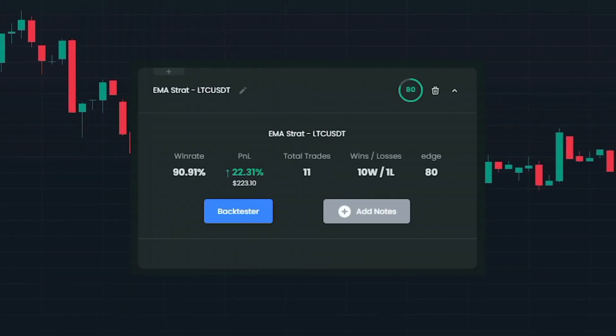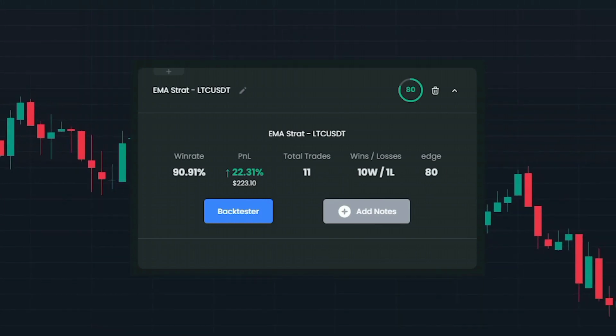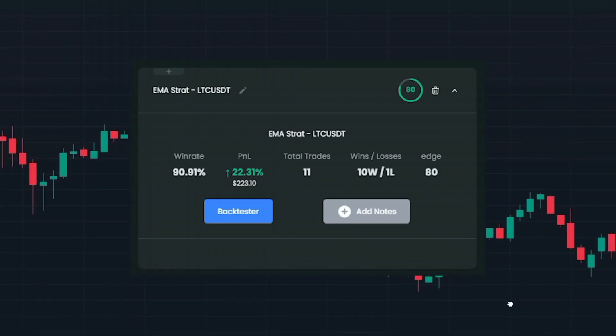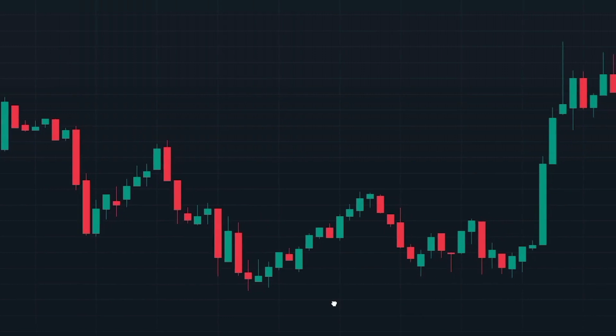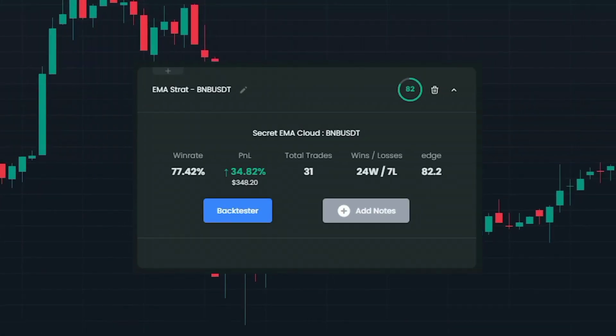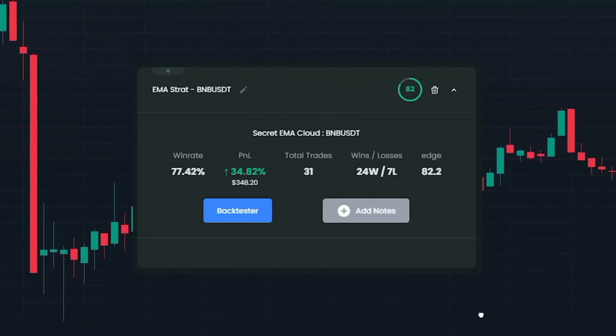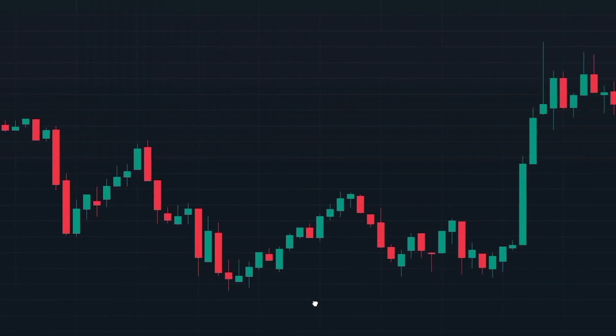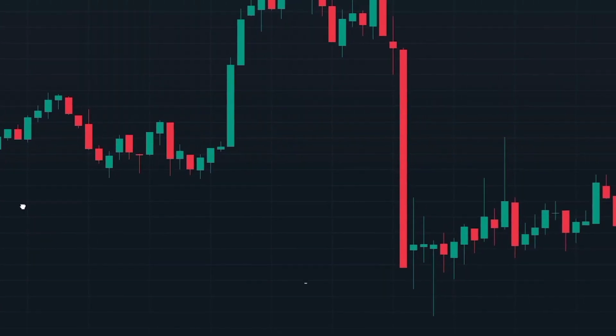Litecoin had the best win rate at 90.91%, however, this is because we only managed to take 11 trades. The last coin we backtested the strategy on was BNB, where it got a 77.42% win rate, causing for around a 34% profit. This is the best 15-minute timeframe strategy we have tested on the channel up until now.